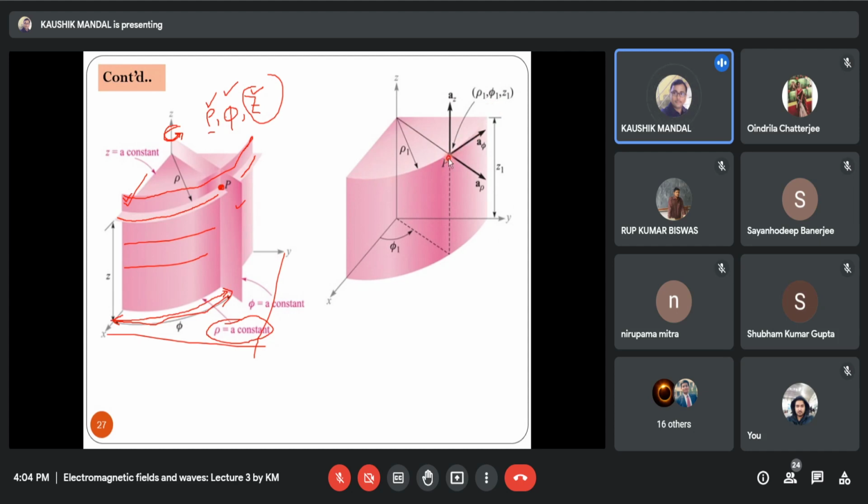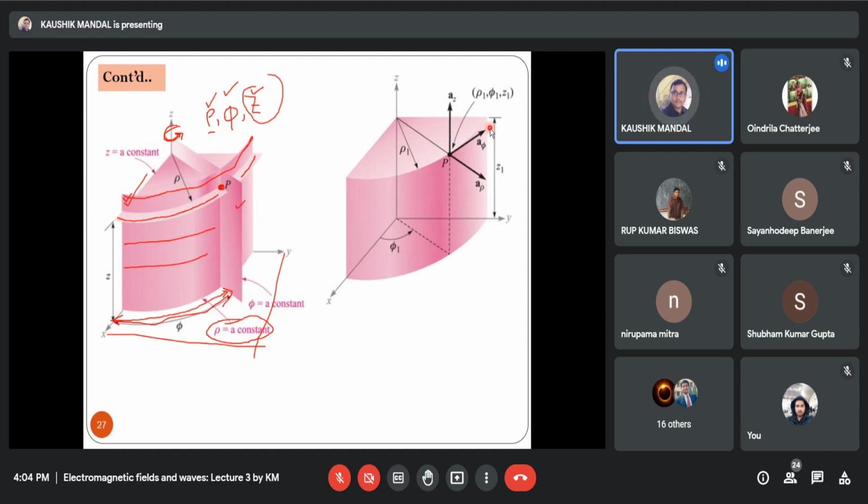So you have to draw a normal on this particular plane, the imaginary plane that you have considered. On this imaginary plane, you have to draw a perpendicular or normal. Then it will give you the normal vector along phi. So that will be the normal vector for phi.